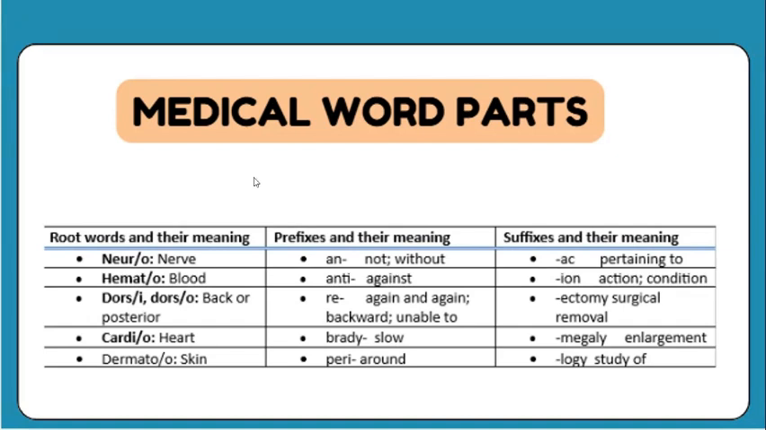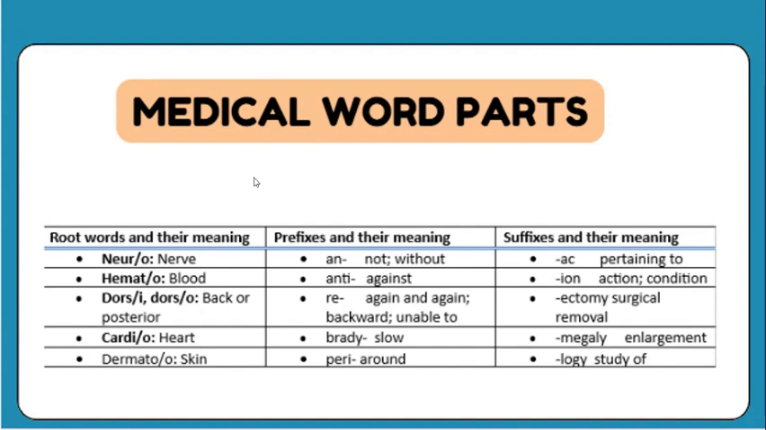So typical examples of the various word parts here, as we can see, we have neuro meaning nerve, hemato meaning blood, dorsal meaning back or posterior, cardio, the heart, dermato meaning skin. Prefixes: we have an, which means not or without. We have anti, which means against. We have re, which means again, or backward, or unable to. We have brady, which means slow, and we have peri, which means around.